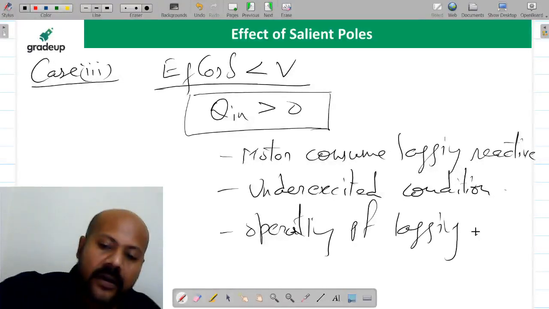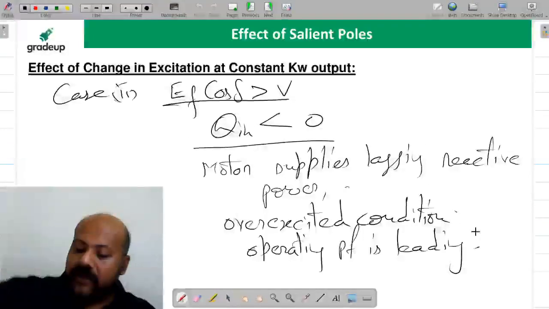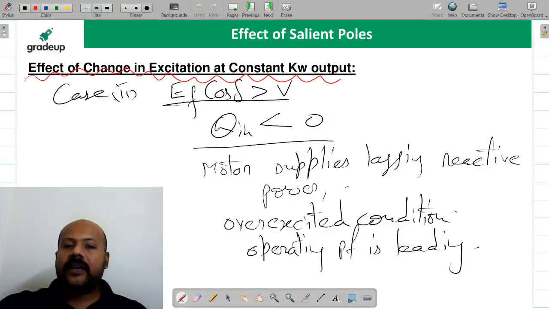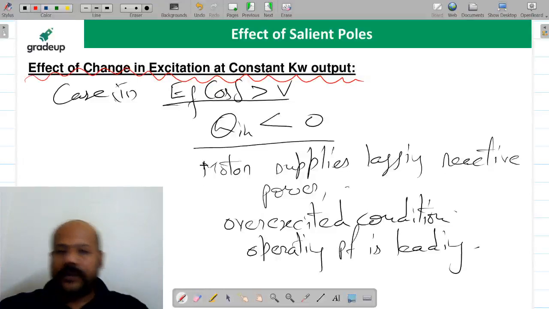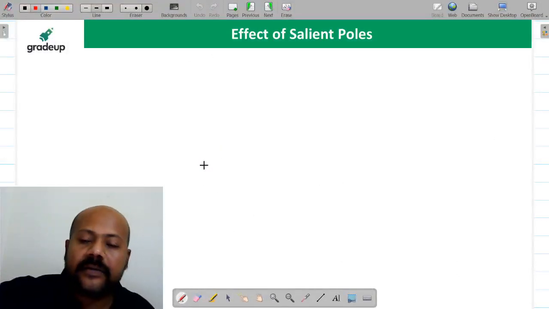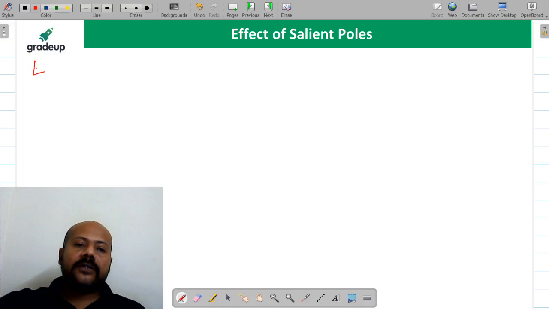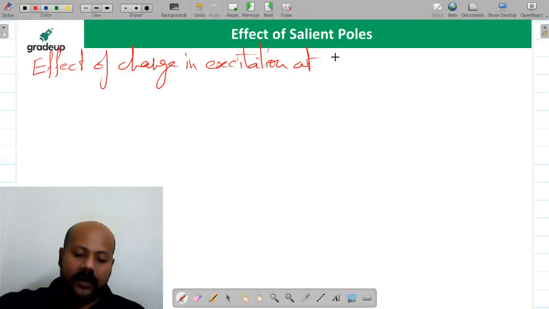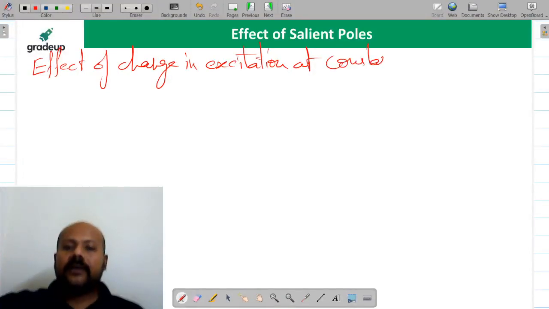Okay beta. Now beta, we are going to discuss a very important point, that is the effect of change in excitation at constant kilowatt output. I am writing it here. We are going to discuss the effect of change in excitation at constant kilowatt output.